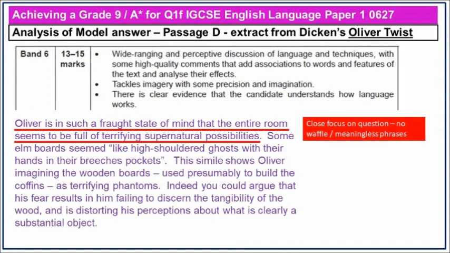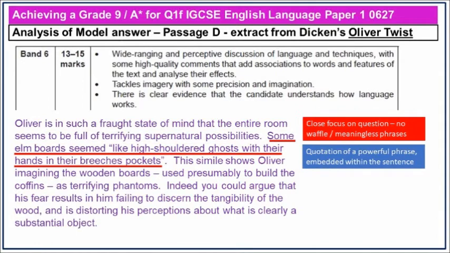Let's just take one of the paragraphs and look at how it meets the criteria for Band 6. Well, note that the first sentence immediately answers the question. There's no waffle or meaningless phrases such as "the writer uses language to achieve numerous effects in this passage." Next is the quotation of a powerful, interesting phrase. Indeed, it is a simile, and so will be directing the examiner to the specific point about imagery in the mark scheme. Note also how I have embedded the quotation so that it flows within the sentence.